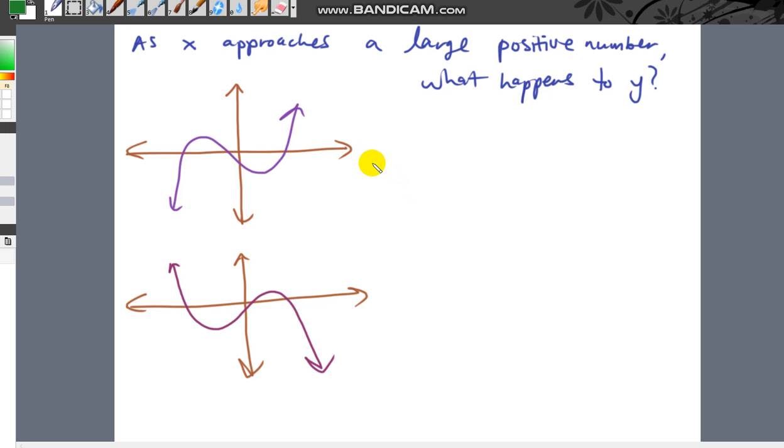All right, so let's continue where we left off. Let's say I ask you a question like this. As x approaches a really large number, so for example, this is the x-axis, this is the y-axis, right?